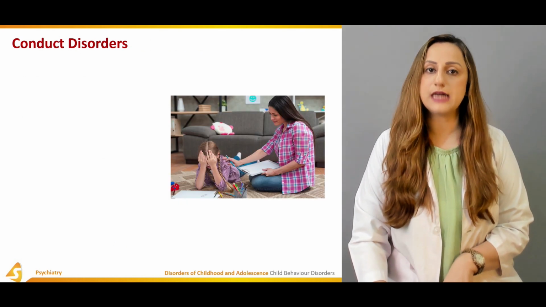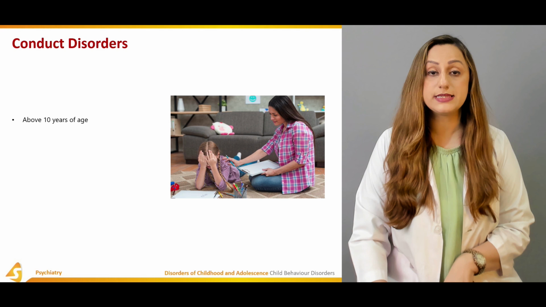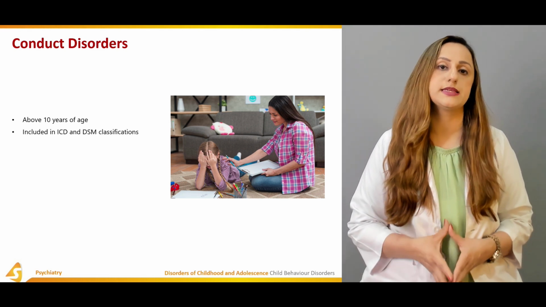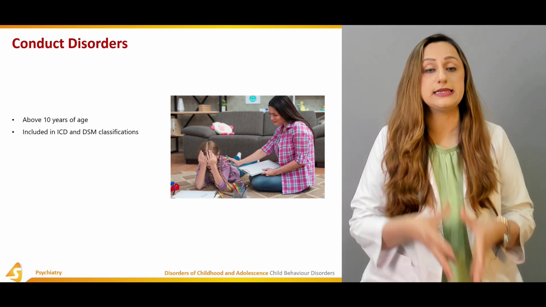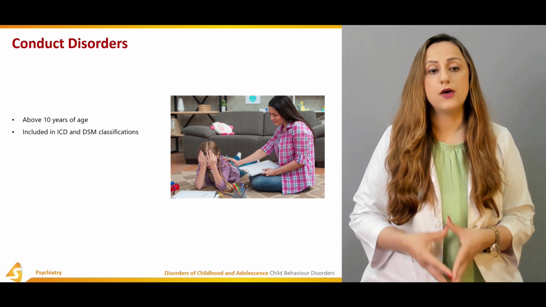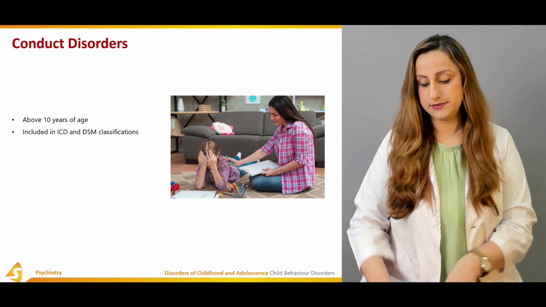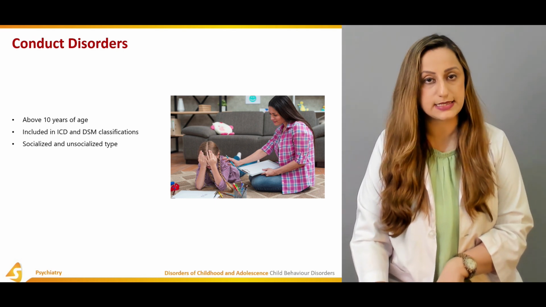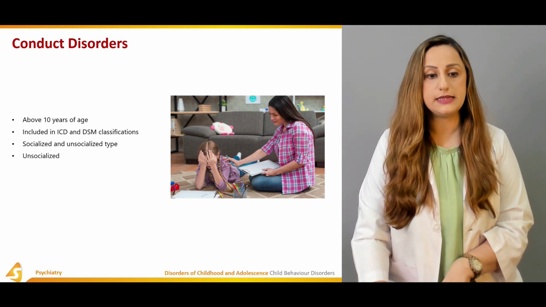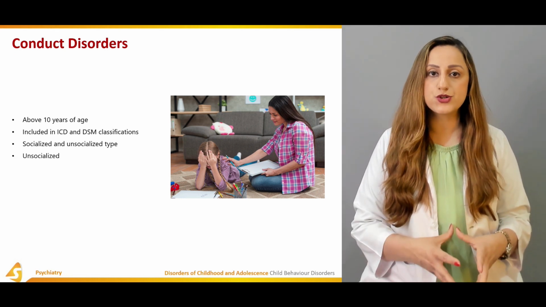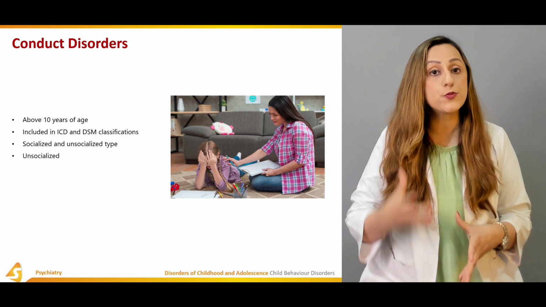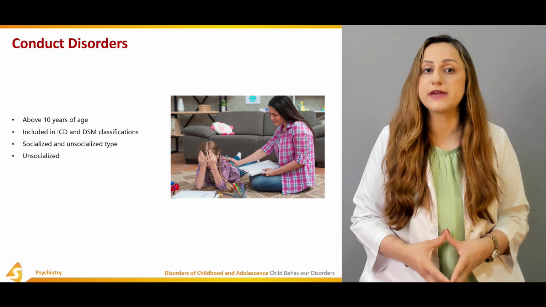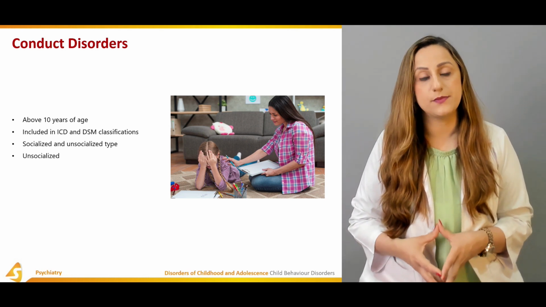Then we have the conduct disorders. They're usually seen above 10 years of age, and they're included in the ICD and the DSM classification. So in the ICD-10 and DSM-4 classification, we usually see these kinds of conduct disorders. Then we have the socialized and the unsocialized type. The unsocialized group is going to be more problematic for the child, and the quality of life of that child is going to be affected through this unsocializing behavior as well.